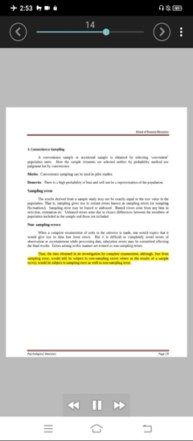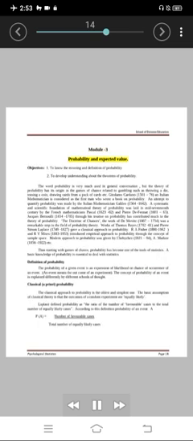Module 3. Probability and expected value. Objectives. 1. To know the meaning and definition of probability. 2. To develop understanding about the theorems of probability. The word probability is very much used in general conversation, but the theory of probability has its origin in the games of chance related to gambling such as throwing a die, tossing a coin, drawing cards from a pack of cards etc.